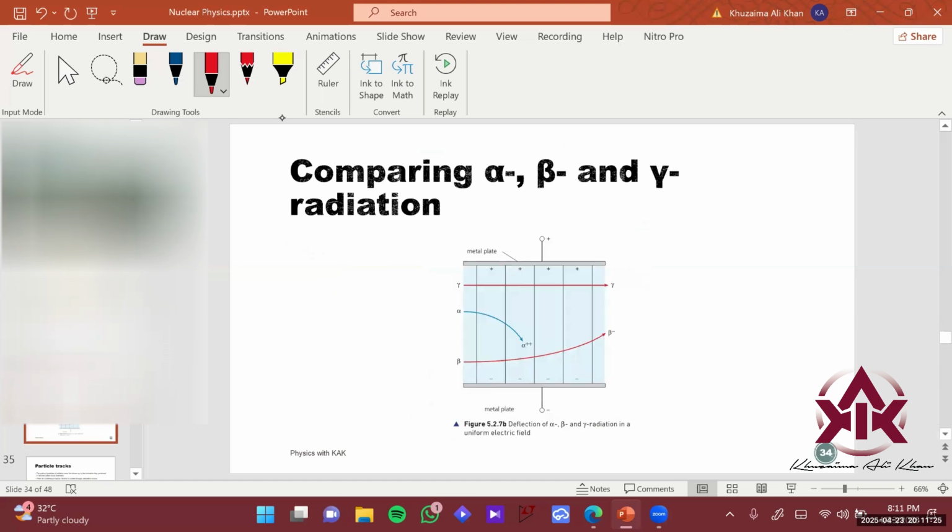What about electric field? Pretty simple. You have a positive plate at the top, negative at the bottom here. Gamma ray goes straight because it has zero charge here. Beta particle is negative, it should go towards positive, so it goes up. And the alpha particle is going towards the negative charge here. And why is the alpha particle deflected the most here?